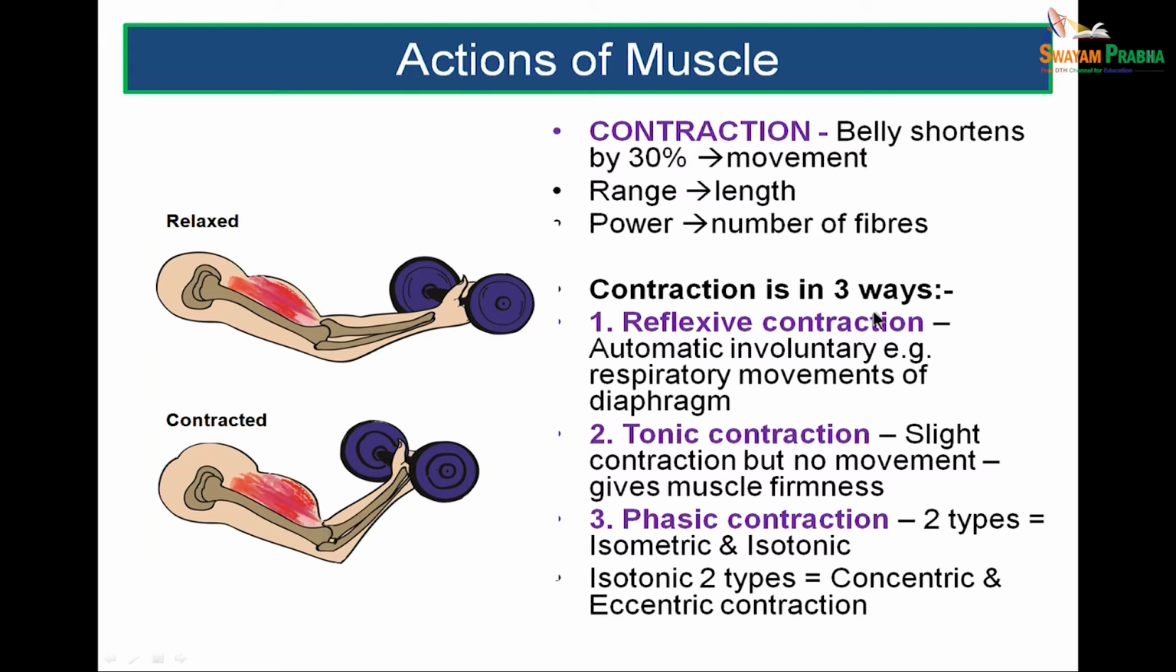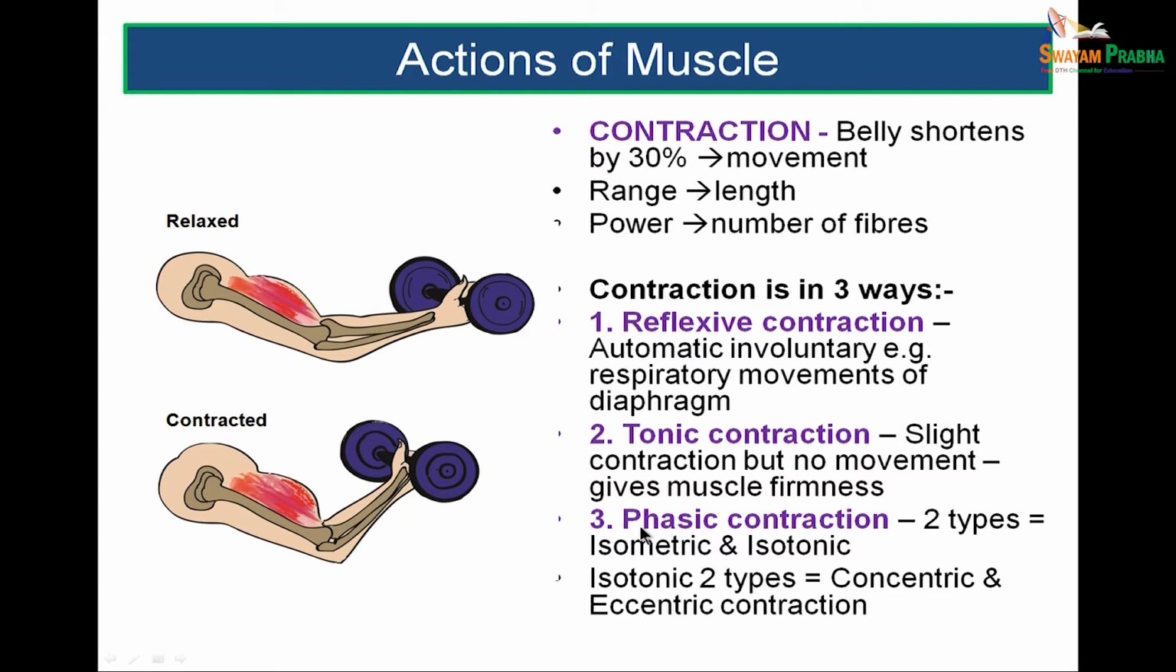Contraction is of three ways. Reflex contraction, for example, the diaphragm when we breathe. Are we telling our diaphragm to contract? No. So, these are automatic involuntary movements like the respiratory movements of the diaphragm. This is called reflexive contraction. Then there is tonic contraction, slight contraction, but there is no movement. It gives the muscle a type of firmness.